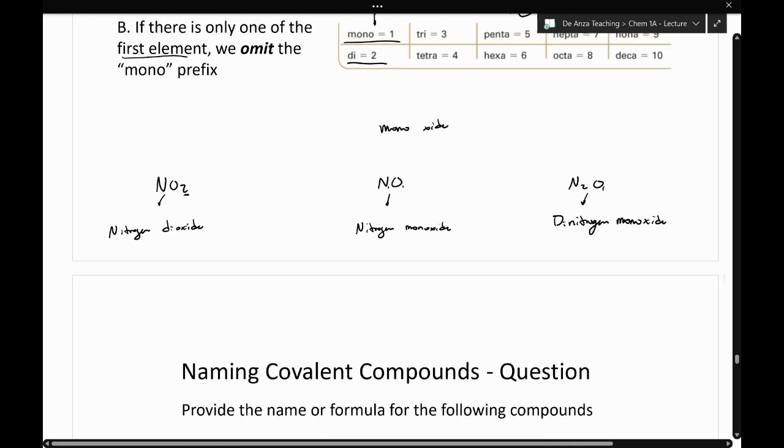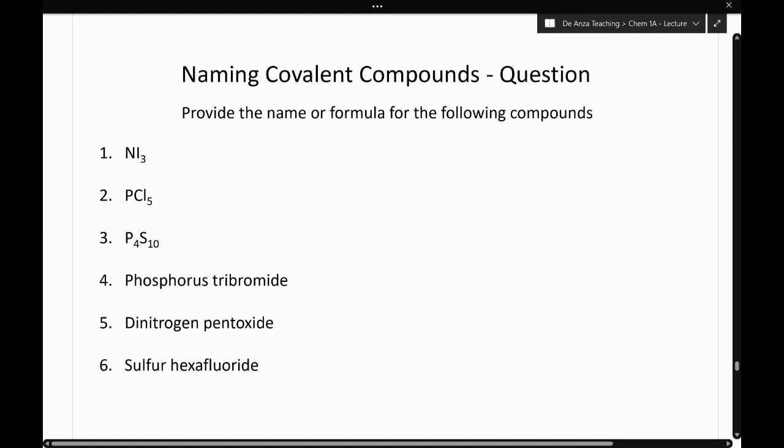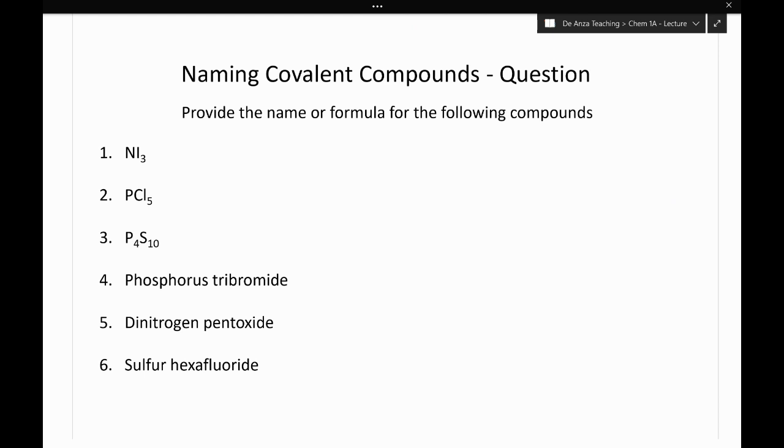And so what I'd like you all to do is to pause the video right here and try to either name the compound in the first 3 instances, or provide the formula for the following 3 that are numbered 4, 5, and 6. Okay, so pause the video here and then we'll come back.